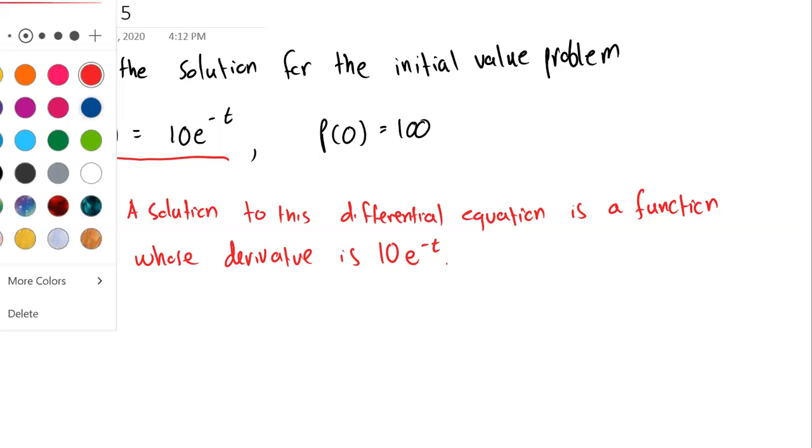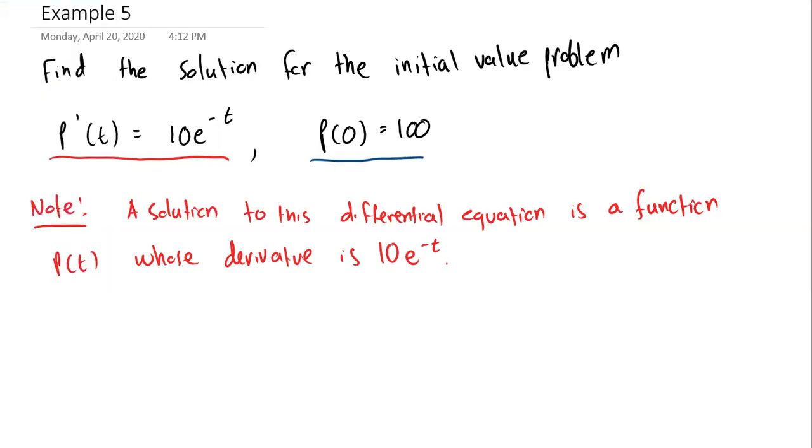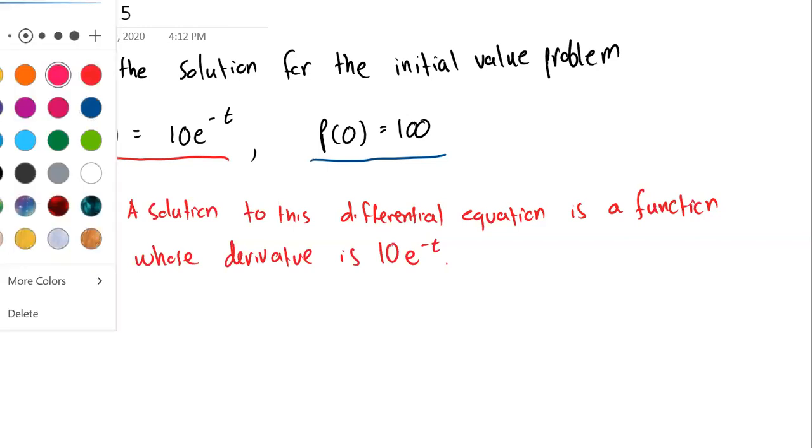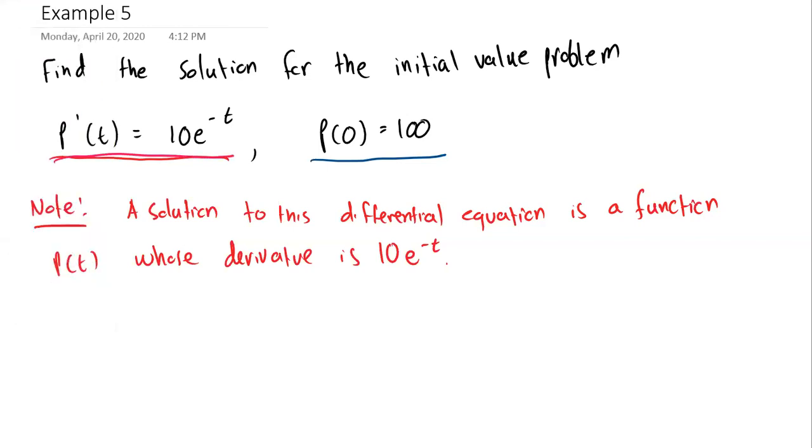Why is this called an initial value problem? Because we add on a restriction on p. P can't be any function. It has to be a function that specifically also satisfies that when you plug in 0, you get 100. So how do you solve a problem like this? Well, you first solve this part. So you do this first, and then you solve this part.